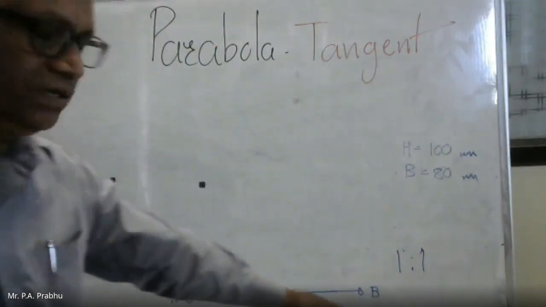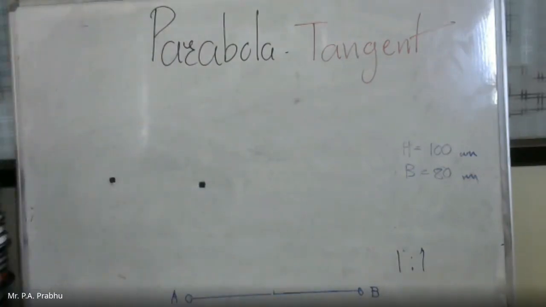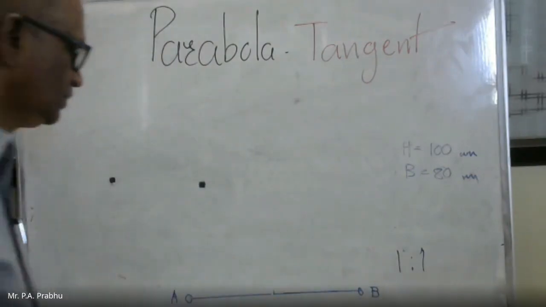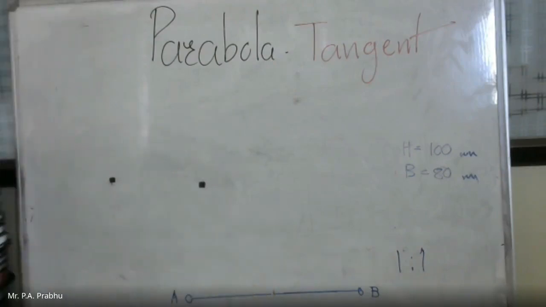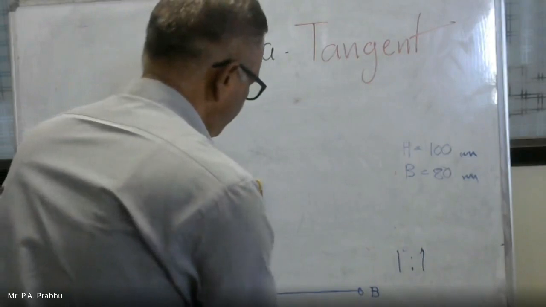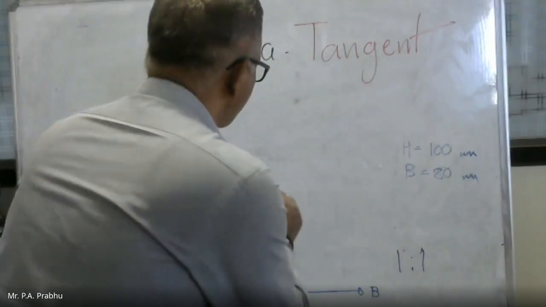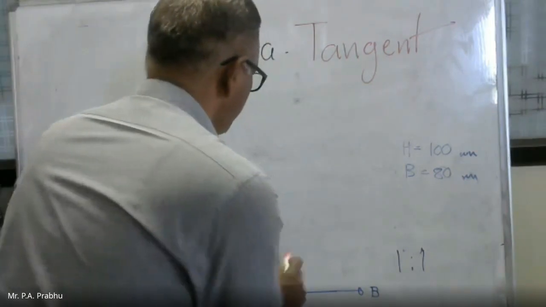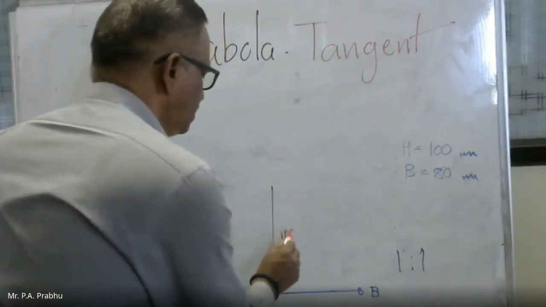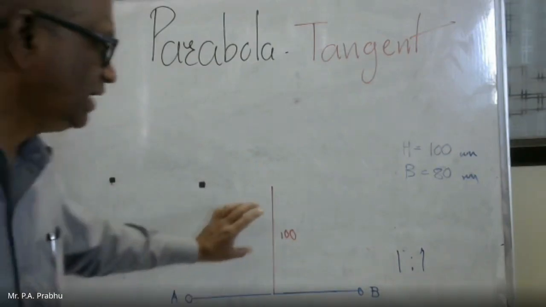First draw a line representing the base of this. Then mark the height. Again draw the perpendicular bisector and mark the height, first 100 mm. Okay, for your understanding, I am writing the dimension. Draw the perpendicular bisector and mark the height 100 mm.